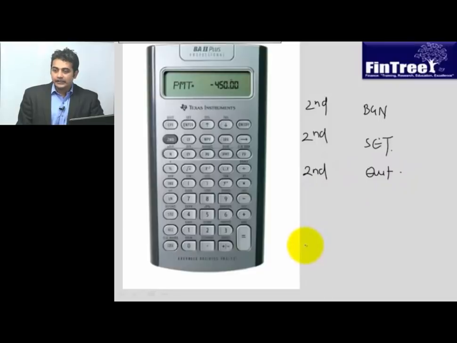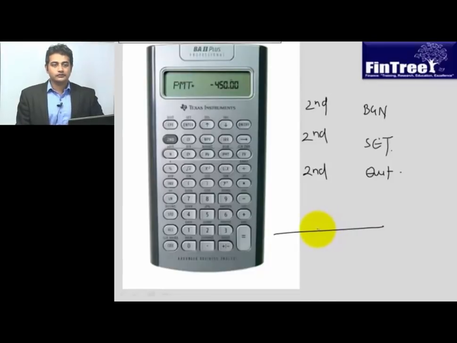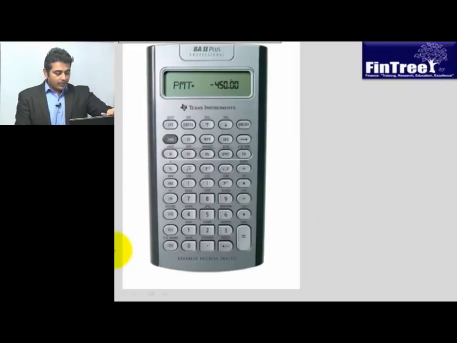Are we clear? Now, do you see anything on the screen of your calculator on the right hand side section? No. That means the calculator is on the end mode. Let's change it to beginning again. Second beginning, second set, second quit. Do you see BGN there? Change it back to end again. Second beginning, second set, second quit. Is it done? Okay.